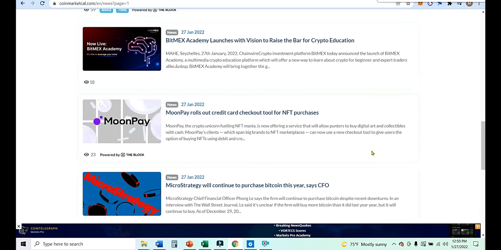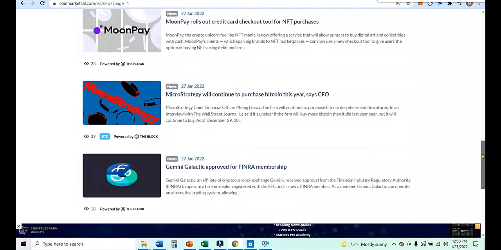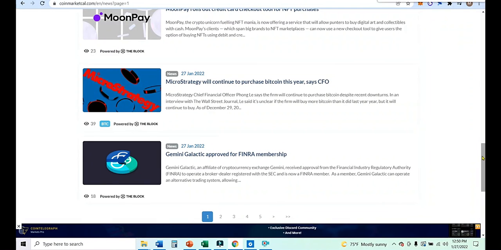So MoonPay rolls out credit card checkout tool for NFT purchases. There's another place that I heard about where you can purchase an NFT directly with a credit card now. So this is what we talked about in months prior, about how you want everything to be easier to the end user or the consumer. The user interfaces need to be able to just say, okay, this is what you want, and then everything's handled on the back end. So it's getting closer and closer to that now.